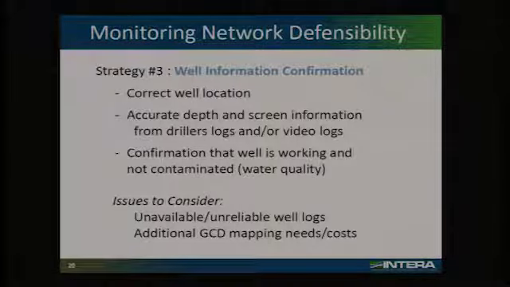The help with that 360, again, is you can confirm that the well is working properly and is not contaminated. That might be an issue if you're doing water quality measurements, for instance. So some issues to consider, again, just not being quite sure about this information. If you have unreliable or unavailable well logs, you might need to rely on these video logs instead, which have a cost of both time and money associated with them. And then if you're trying to increase transparency by putting your mapping online, then that has its own additional costs as well.